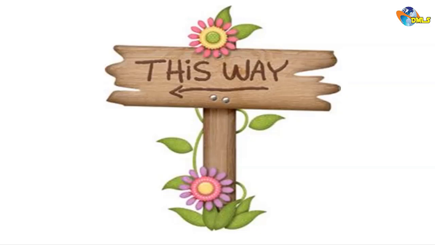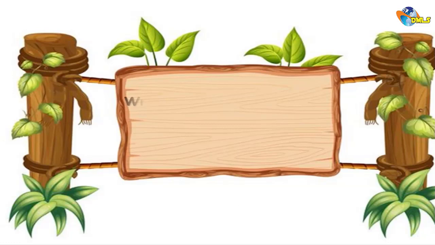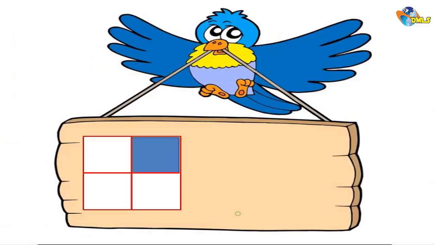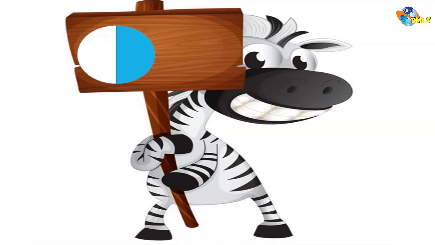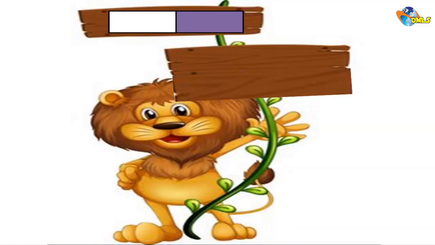It's your turn. You can solve this question by yourself. Write the suitable fraction. First one. We have 1 colored part out of 4. 1 over 4 is called one quarter. Excellent. We have 2 equal parts and 1 of them is colored. 1 over 2, that's called one half. Excellent. 1 over 2, it's called one half.